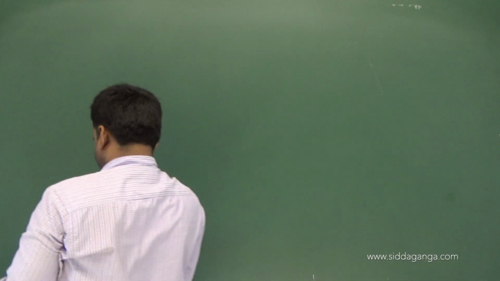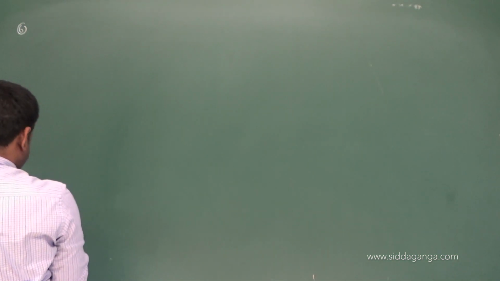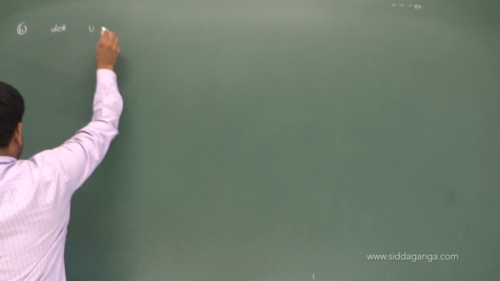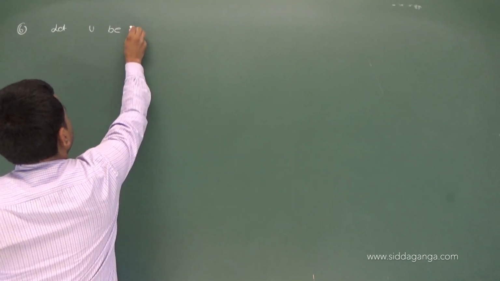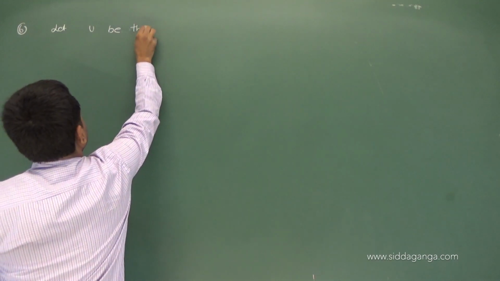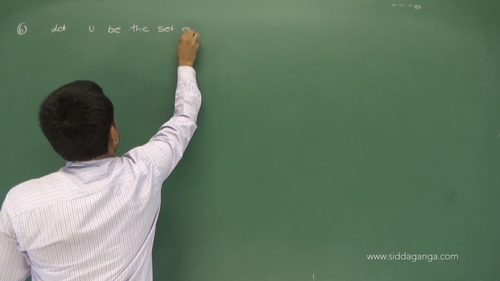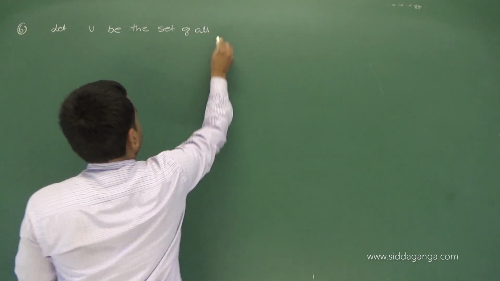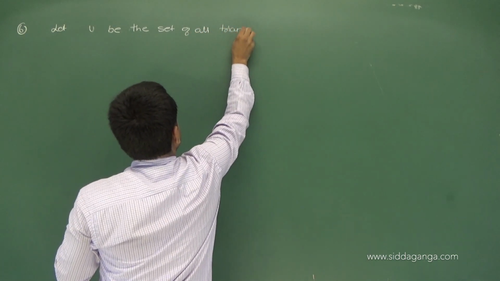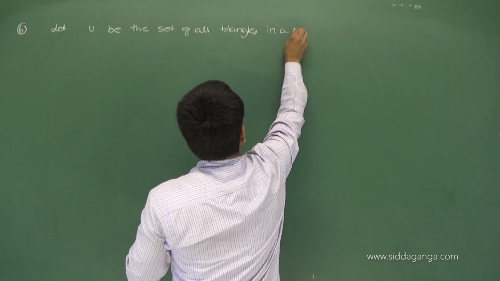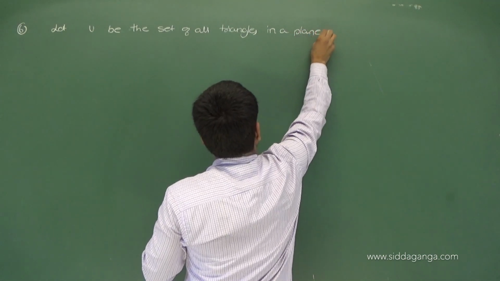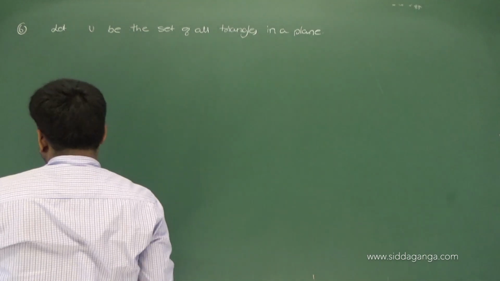Next problem, 6th May, exercise 1.5. Let U be the set of all triangles in a plane.